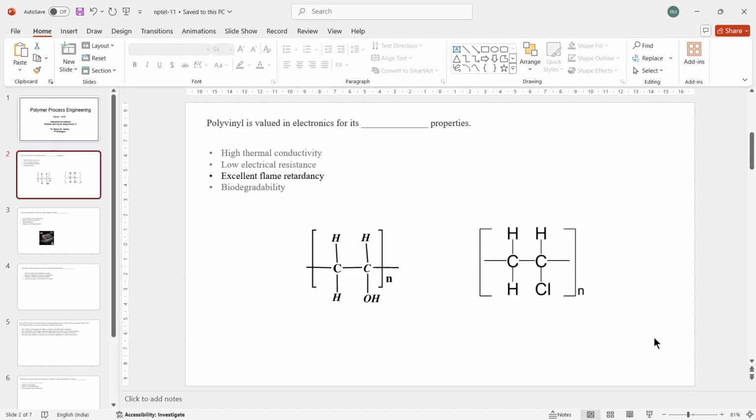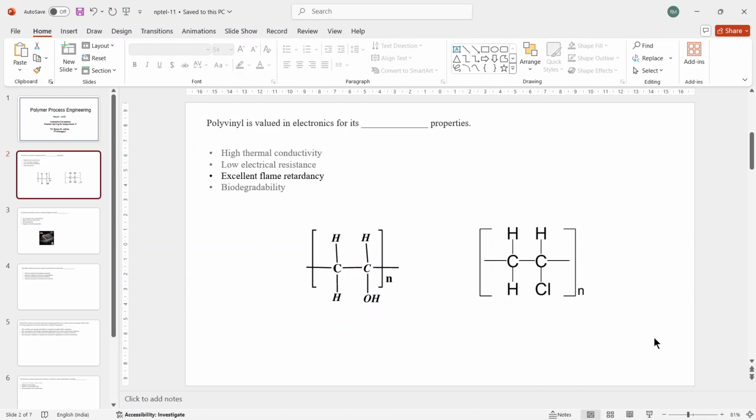Starting with the first question: polyvinyl is valued in electronics for which of its properties? Here we have two illustrations of the polyvinyl group. The first one is polyvinyl alcohol, where there is a carbon-carbon bond with hydrogen on three sides, and on the fourth we have the OH group, the alcohol group. On the right-hand side we have a similar group with chlorine, which is polyvinyl chloride.